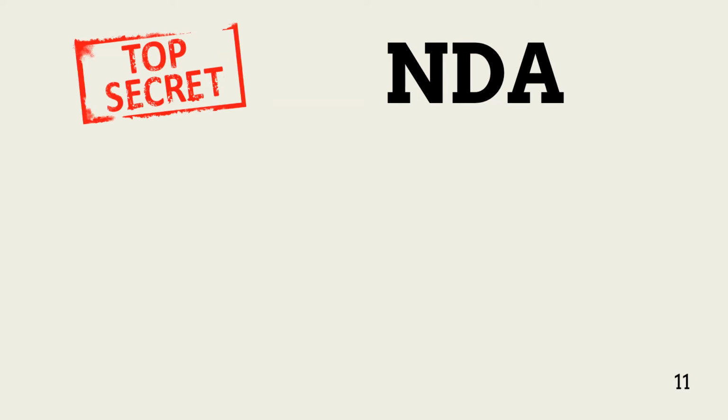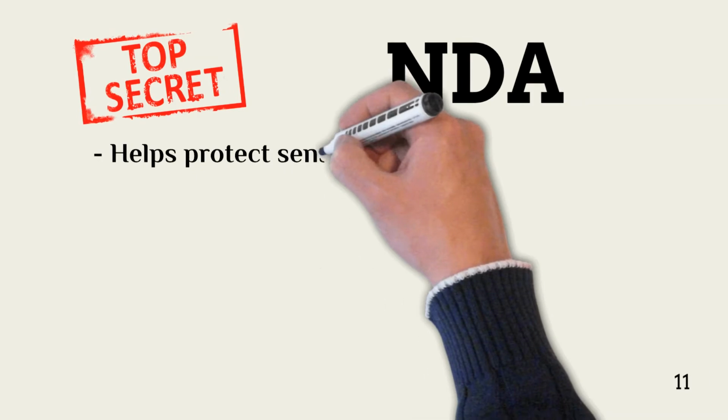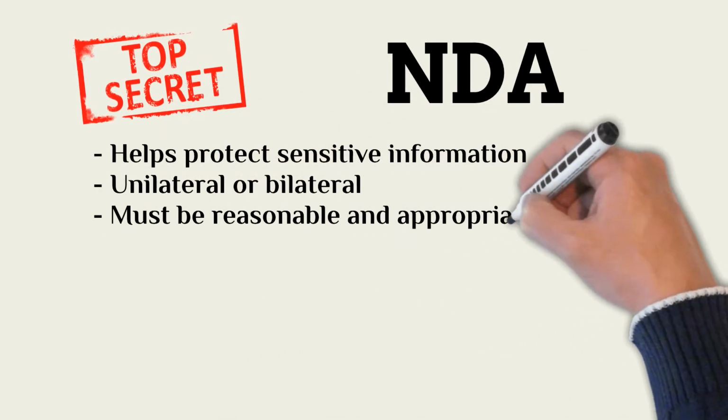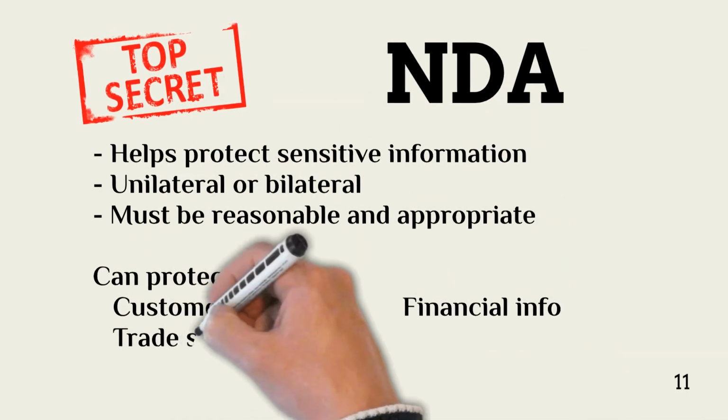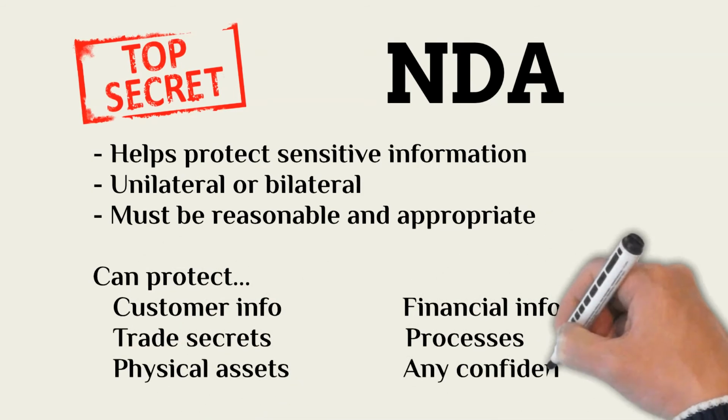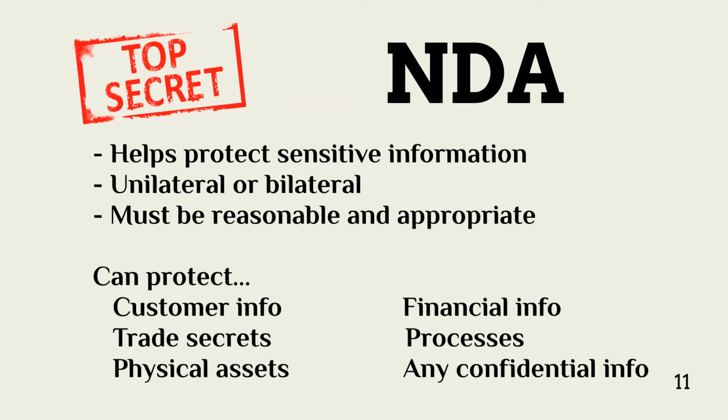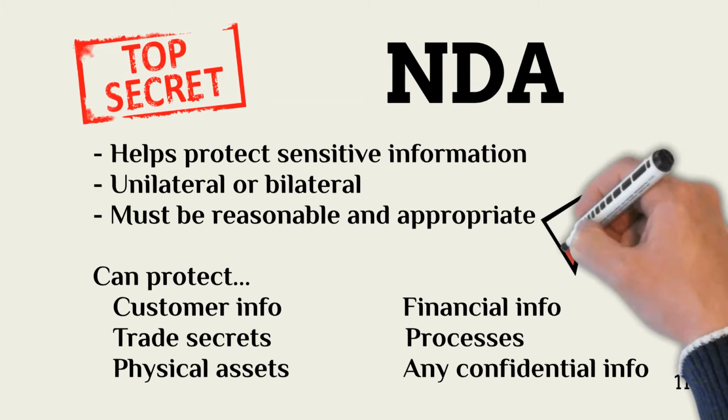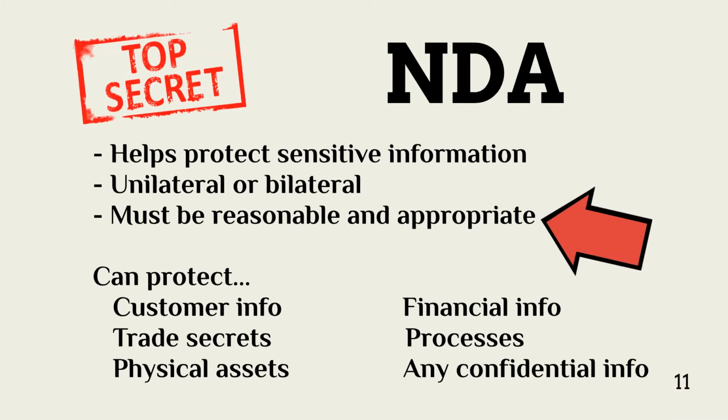A non-disclosure agreement, or NDA, is a standard document used to protect confidential information. An NDA can be unilateral, protecting only one party, or bilateral, protecting both parties. NDAs can protect anything an organization considers sensitive, including customer and financial information, trade secrets, processes, and physical assets. An important thing to remember is that an NDA cannot be too broad. It must be reasonable and appropriate, or the courts are not likely to enforce it.